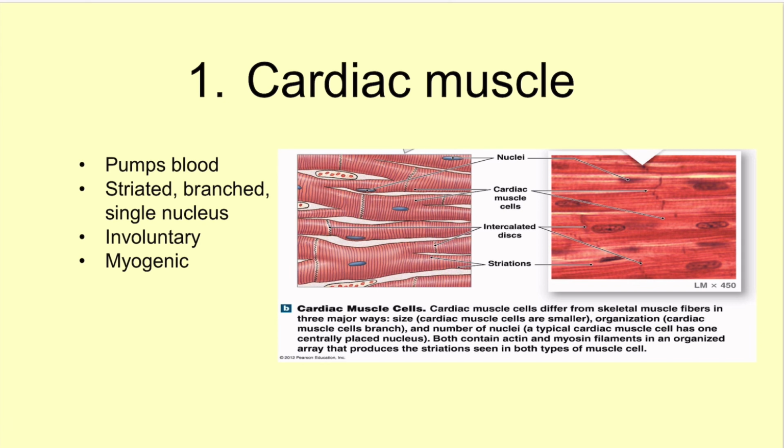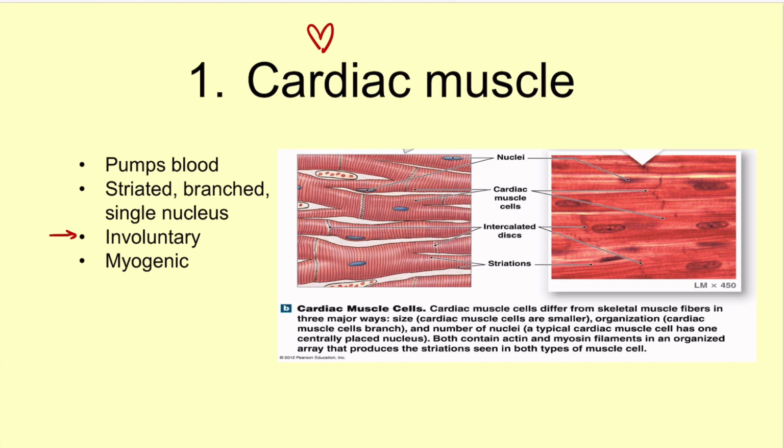So before we get into our skeletal muscle, let's talk about cardiac and smooth muscle. Cardiac muscle is found in the heart. That's why it's called cardiac. And it is an involuntary muscle. Of course, we don't have to think about contracting our cardiac muscle. Thank goodness. Its job is to pump blood.